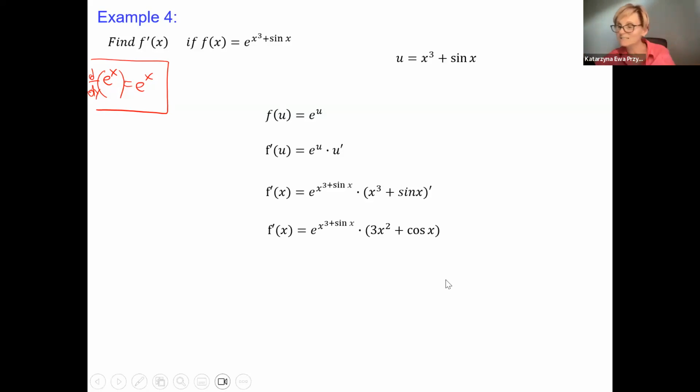Yes, we can see the chain rule: the derivative of the outer function, which depends on the inner, times the derivative of the inner. That's how the formula works, we just follow the formula. Okay.